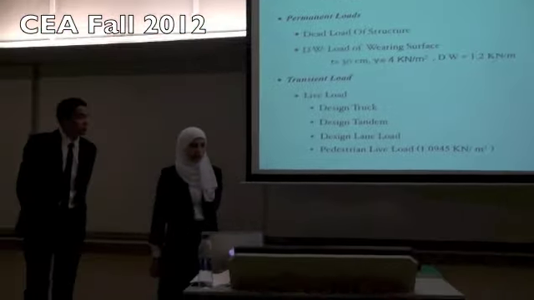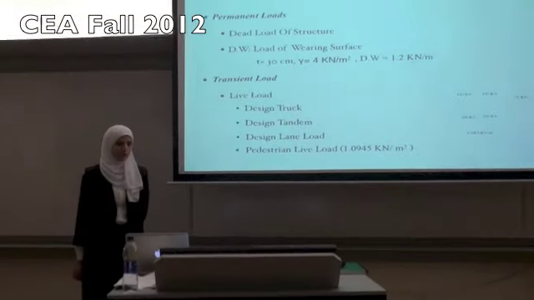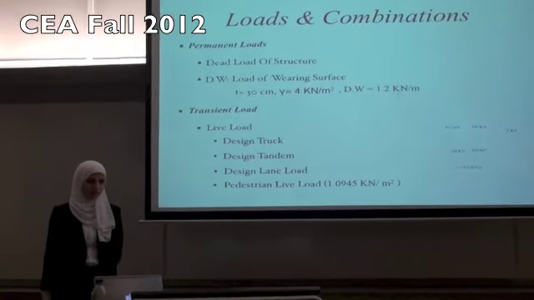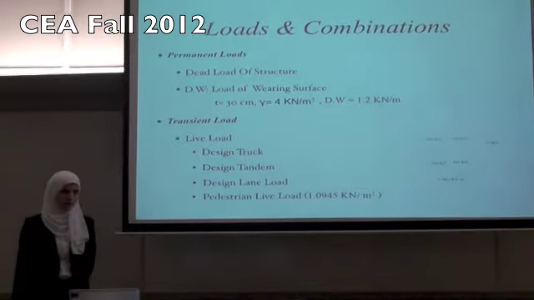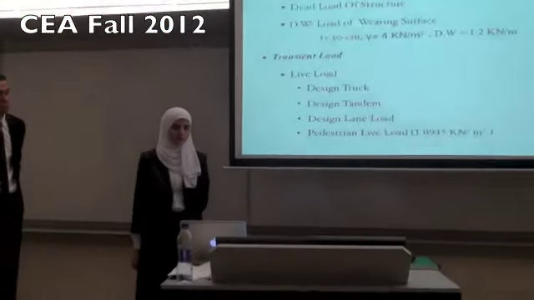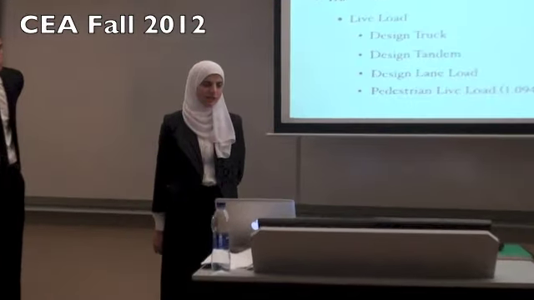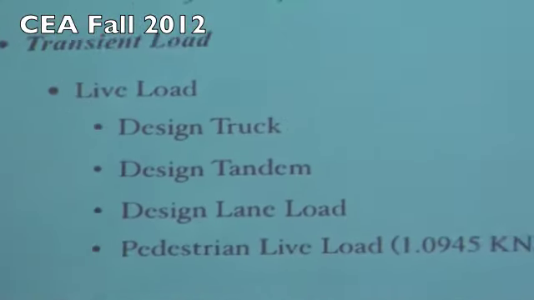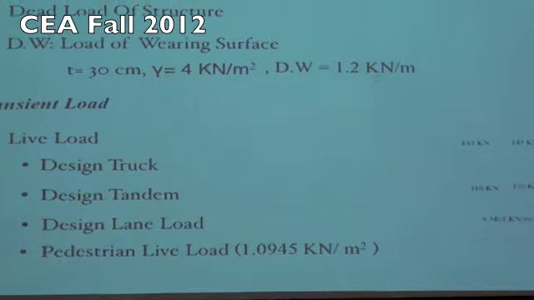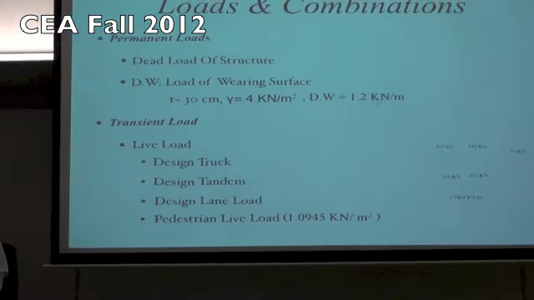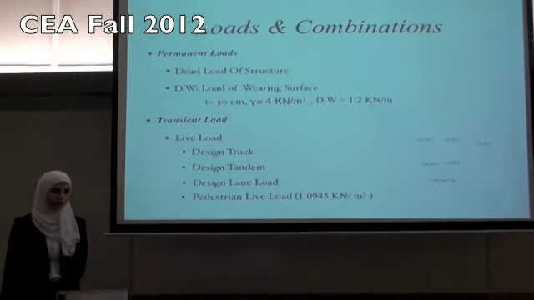The loads that we are considering for the analysis of our bridge consist mainly of gravity loads and other loads. For gravity loads, we have permanent loads and transient loads. The permanent loads are the loads that stay on the bridge for a long period of time, including the dead load of structure and the structure elements and other non-structure elements, in addition to the load of wearing surface.